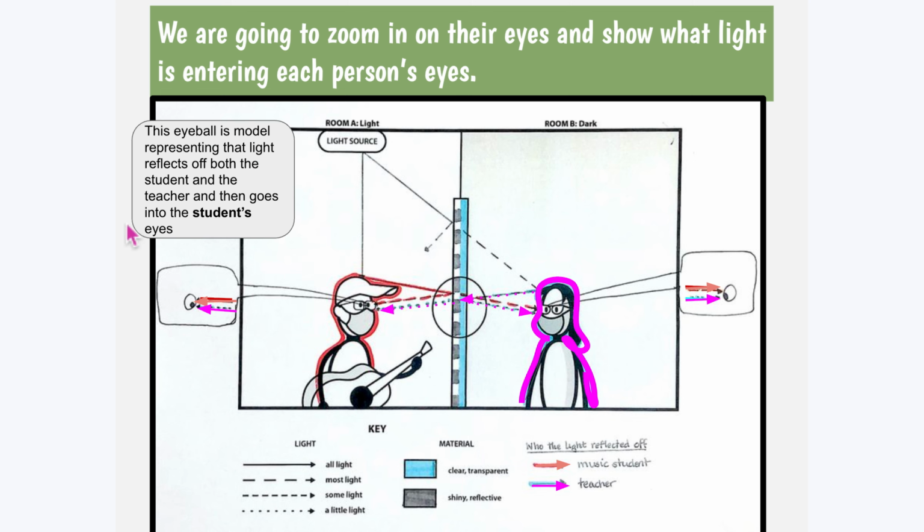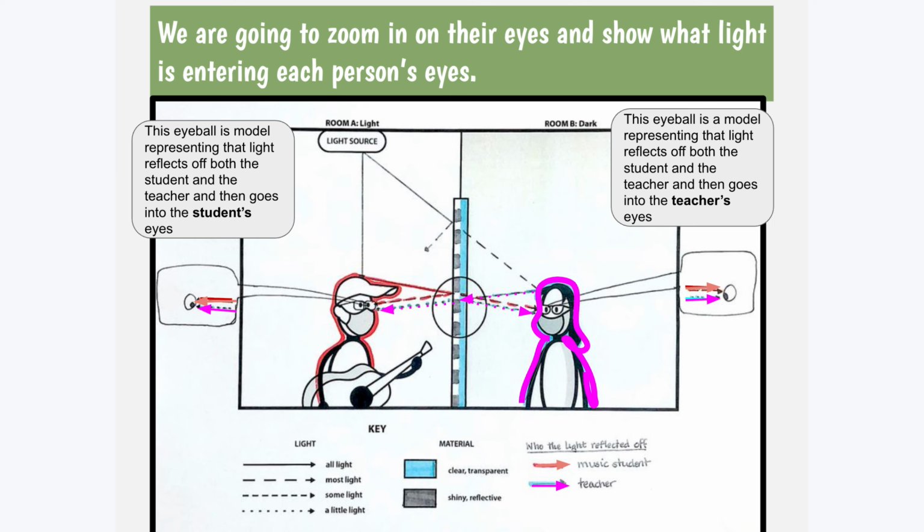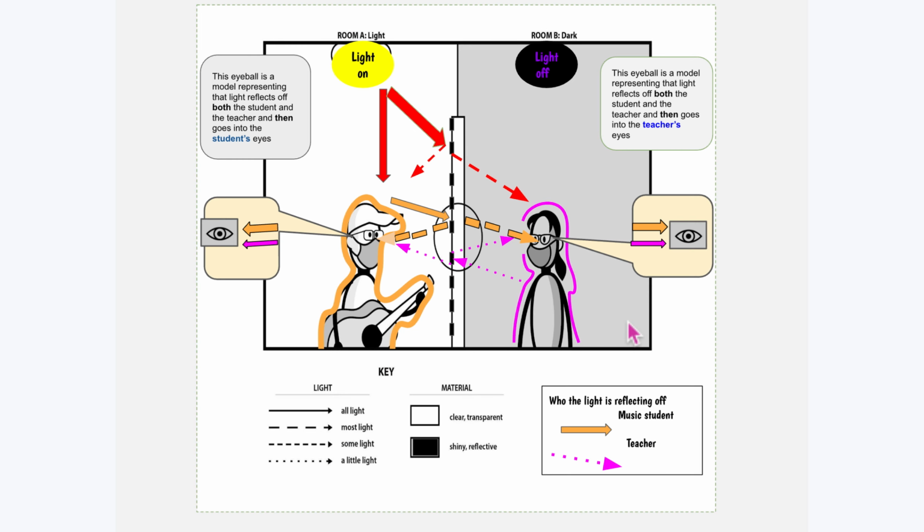So it says the eyeball is a model representing that light reflects off both the student and the teacher, and then goes into the student's eyes. And this eyeball on the other side is a model representing the light reflecting off both the student and the teacher, and it goes into the teacher's eyes. So here is a little bit better drawn picture showing the light on, the light off. The eyeball is a model that represents both the student and the teacher, and then the light reflects off both and goes into the student's eyes and into the teacher's eyes.